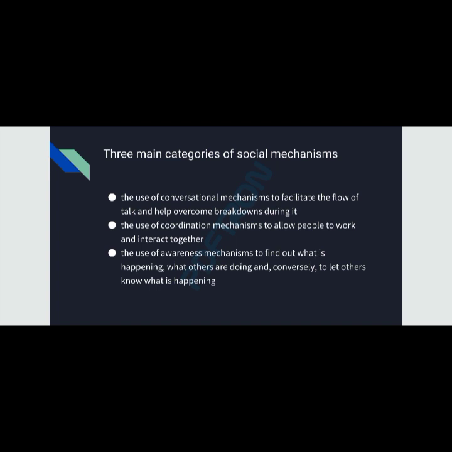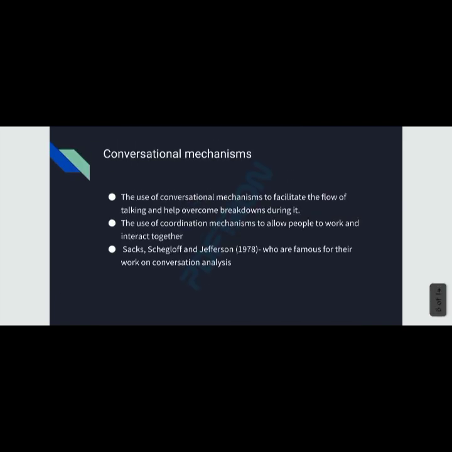So there are three main categories of social mechanisms. First, the use of conversational mechanisms to facilitate the flow of talk and help overcome breakdowns during it. Second is the use of coordination mechanisms to allow people to work and interact together. The third is the use of awareness mechanisms to find out what is happening, what others are doing, and conversely, to let others know what is happening. So, conversational mechanisms are the use of conversational mechanisms to facilitate the flow of talking and help overcome breakdowns during it.